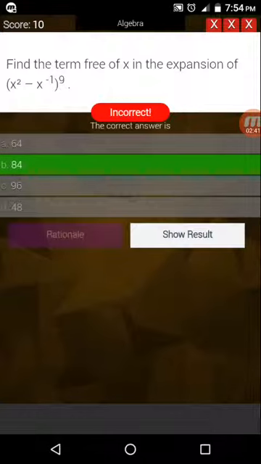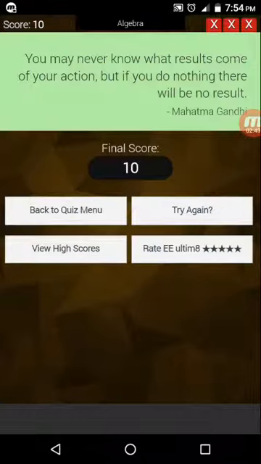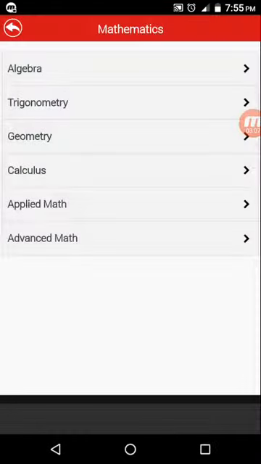So show result. My final score is 10. There is a quote here: you may never know what results come of your action, but if you do nothing there will be no result, according to Mahatma Gandhi. So back to the quiz. Only two, I got two correct in mathematics. So next is trigonometry.